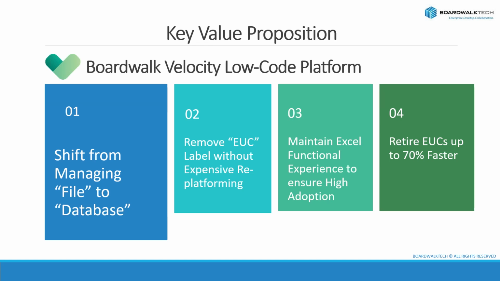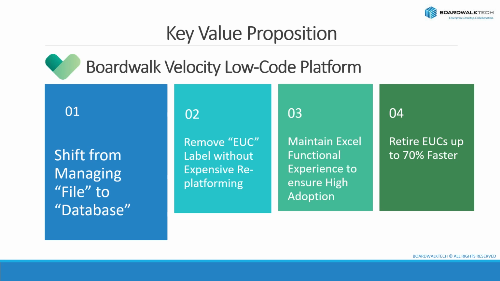So the key idea with Boardwalk is that we're shifting from files to a database. So as I was describing before, with a lot of these control frameworks, everything's file oriented. So what we're doing with Boardwalk is we're getting the Excel information and the other source information loaded into our unique data store, and we're managing all that data inside of our database, or our unique data store, which we'll talk more about. And as a result of that, we're removing that EUC label without the replatforming.